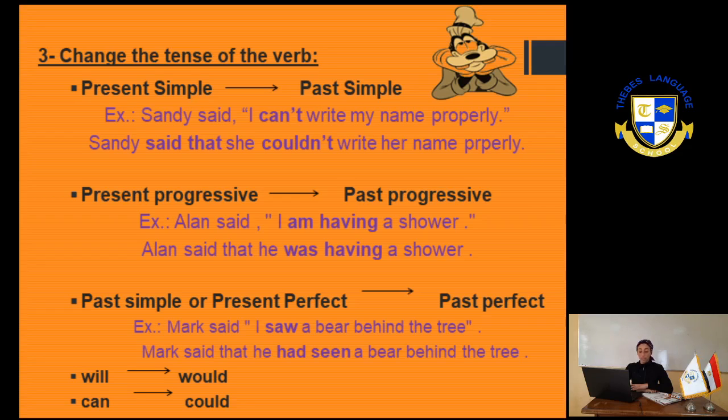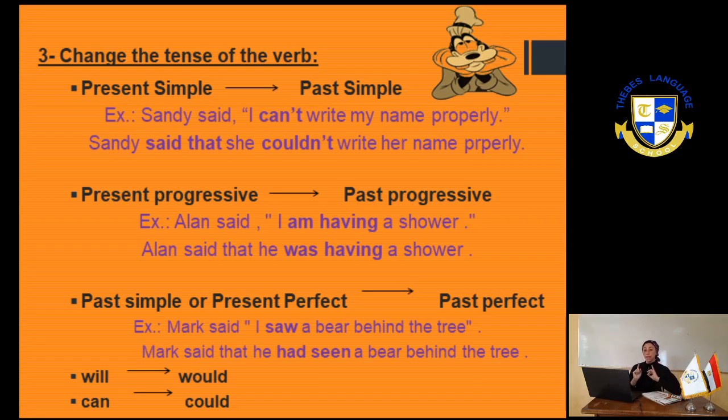Let's see the second change: from present progressive or continuous into the past progressive or continuous. Very easy. Let's see. Alan said, "I am having a shower." So if I wanted to turn this original sentence into reported speech, what am I going to say? No, I'm going to say the answers now. Let's do the steps. Okay, so are you ready with me?